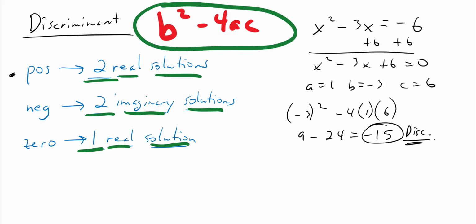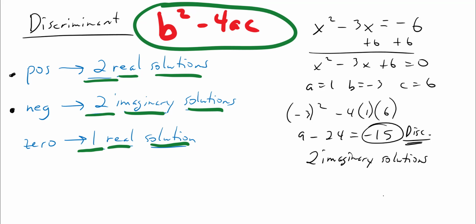And what are you going to tell me? You'll look at this and you're going to go, oh, it's negative. So you're going to say two imaginary solutions. That's it. This is really easy, guys. You just got to plug in b squared minus 4ac. Please do not take the square root of it, because you're not doing that. You're just finding that value. You would take the square root if you're using the quadratic formula, but not to find the discriminant. So the discriminant, again, is negative 15, two imaginary solutions.